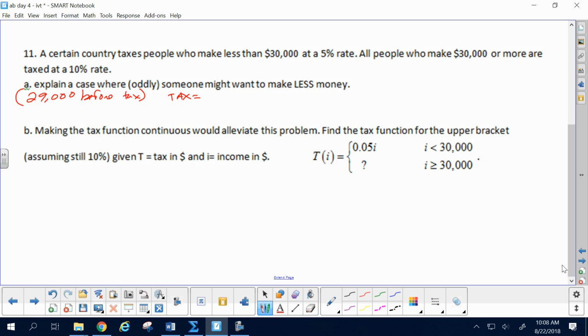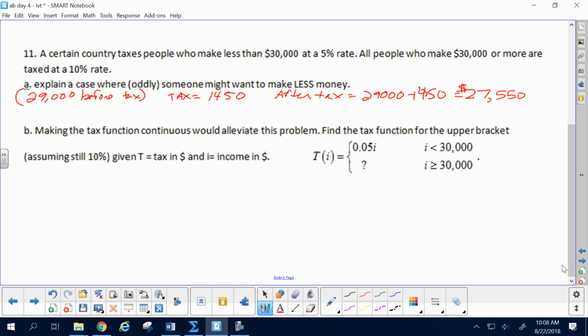That's the math, people. What's 10% of 29,000? 2,900. What's half of 2,900? You get 5%? 1,450. Okay, so your tax is 1,450. Your after-tax income is 29,000 minus 1,450. So what is that? You guys are terrible. 27,550. You with me? Okay.